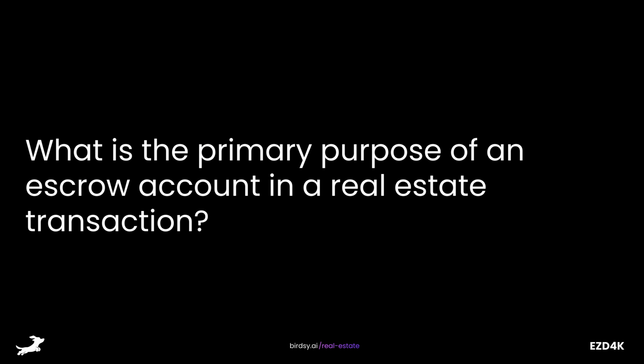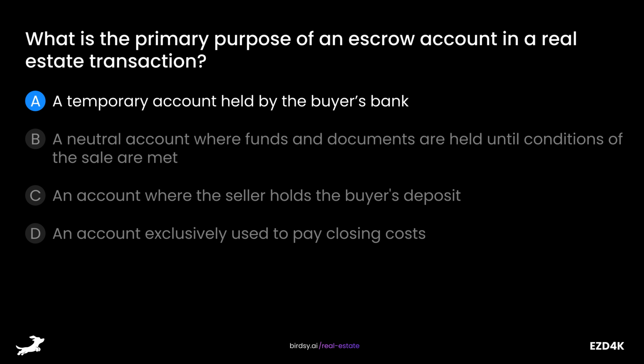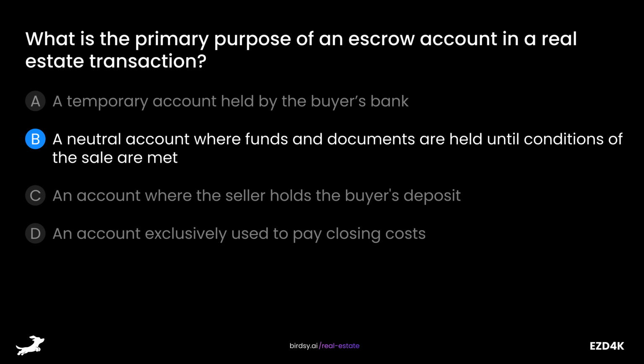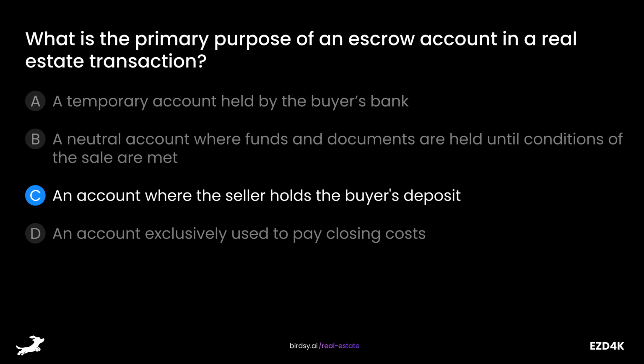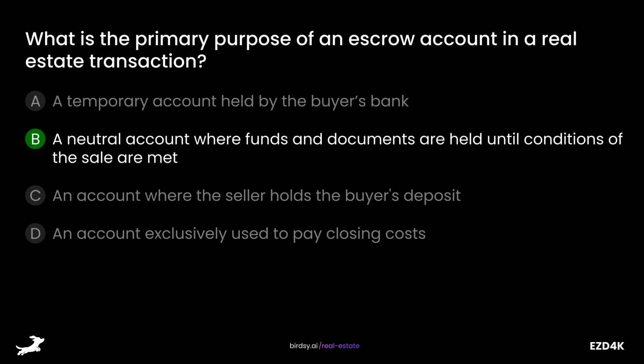Escrow and closing. What is the primary purpose of an escrow account in a real estate transaction? Is it A, a temporary account held by the buyer's bank, B, a neutral account where funds and documents are held until conditions of the sale are met, C, an account where the seller holds the buyer's deposit, or D, an account exclusively used to pay closing costs? The answer is B, a neutral account where funds and documents are held until conditions of the sale are met.